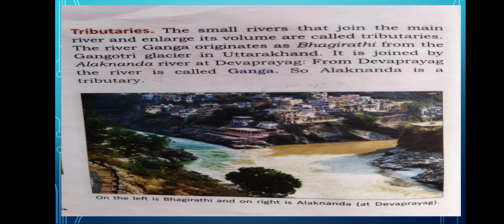Tributaries are the small rivers that join the main river and enlarge its volume. The river Ganga originates as the Bhagirathi from the Gangotri glacier in Uttarakhand. It is joined by the Alkananda river at Devaprayag. From Devaprayag, the river is called Ganga. So Alkananda is a tributary and Ganga is the main river. Alkananda joins the Ganga at Devaprayag, that's why we call Alkananda a tributary.